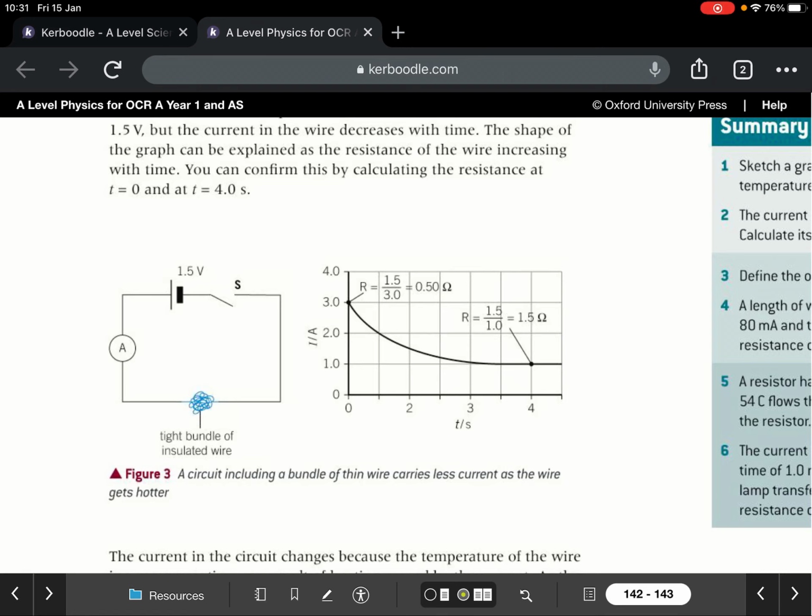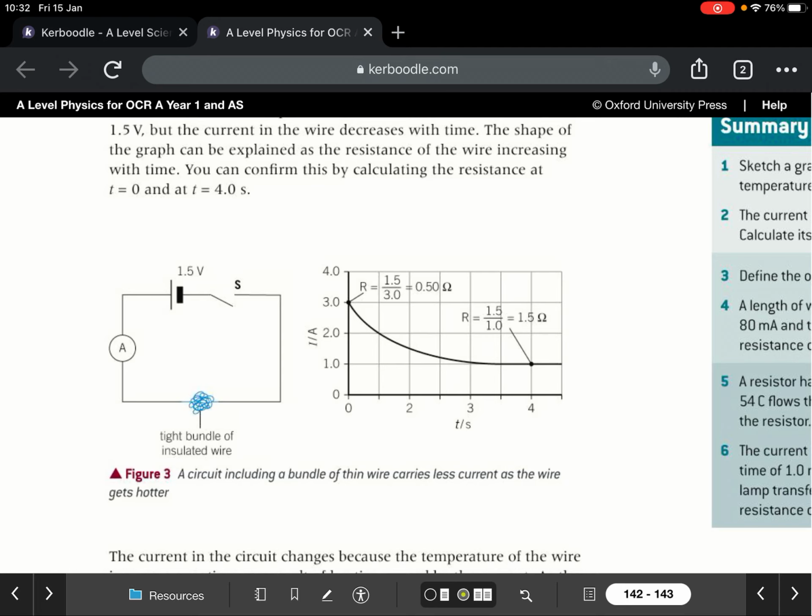You have a cell, which is providing our energy, a switch, S, an ammeter to measure the current, and the component you're looking at is actually a bundle of wire. So they switched on the circuit, and at first, if you have a look at the graph, they were measuring current against time. First, you actually had a very high current. You had 3 amps of current flowing. Then, as time went on, the current decreased until it stabilized out at about 4 seconds at 1 amp of current.